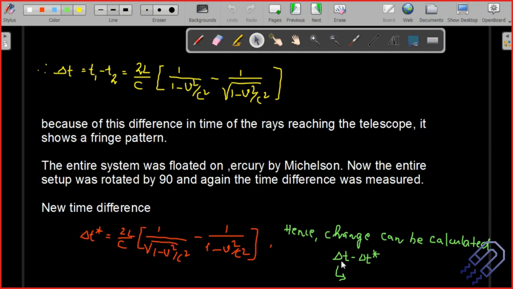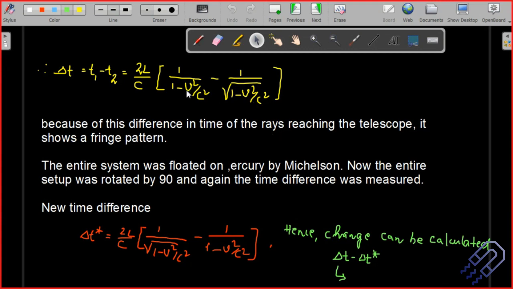So that means if I take this relation and put these results on this side, I will have everything known, because delta t minus delta t star can also be calculated. How? By knowing the shift in the fringe pattern. If we know the shift in the fringe pattern, we know delta t minus delta t star. Secondly, on the right hand side, we know L and we know C. The only thing that we need to calculate is V. So we have one relation, and there is only one unknown, which is the velocity.